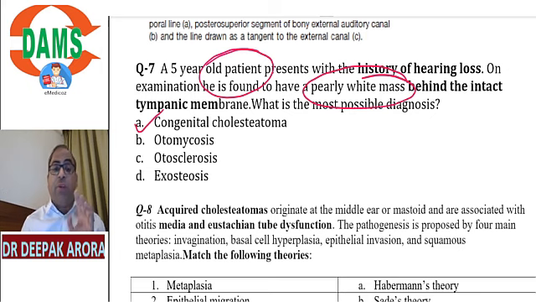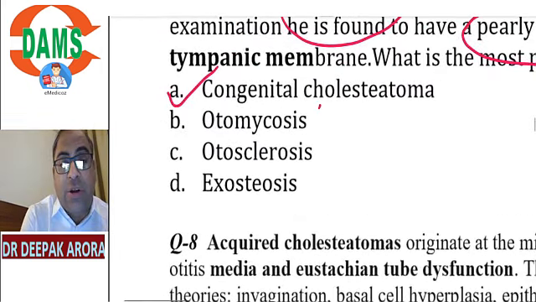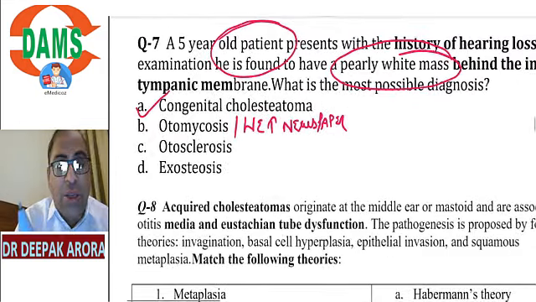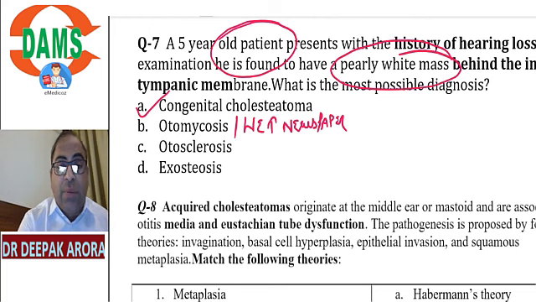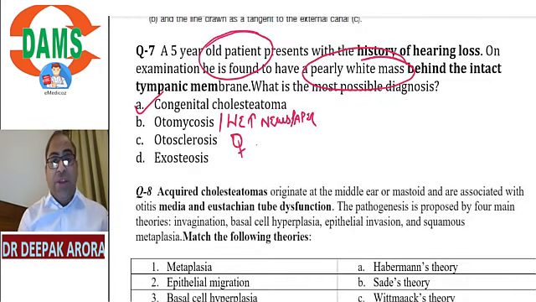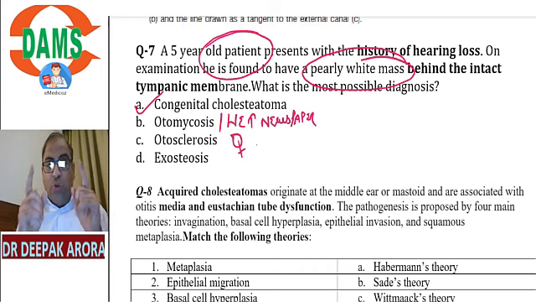Otomycosis. What will be the keyword for otomycosis? The examiner will give you a typical wet newspaper-like appearance. Otosclerosis: there will be a pregnant female, Carhart notch, Schwartze sign positive, and air-bone gap. Again, listen to me: if an air-bone gap is given in the MCQ, Carhart notch is given, Schwartze sign is given, and a pregnant female is given, I will make a diagnosis of option C.